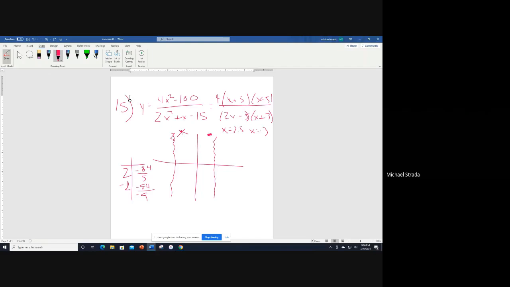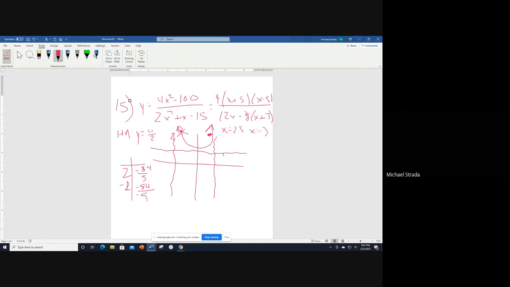When I'm looking at 4x squared minus 100 over 2x squared, the horizontal asymptote, since their degrees are even, is y equals 4 over 2, which would be 2. So there's my horizontal asymptote. Since these are both up here, that part of the graph is going to look like that.